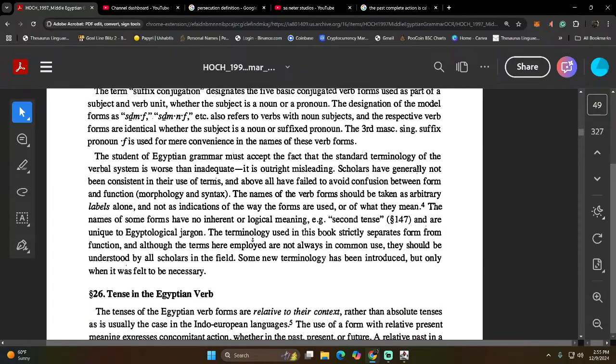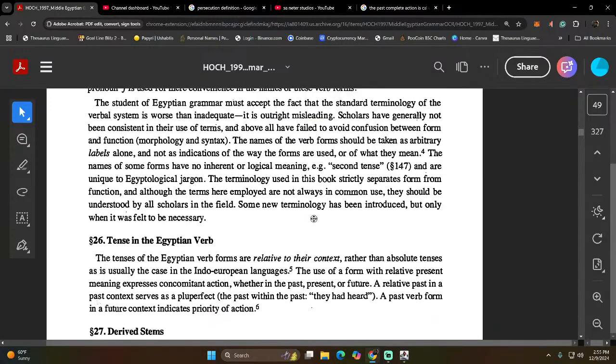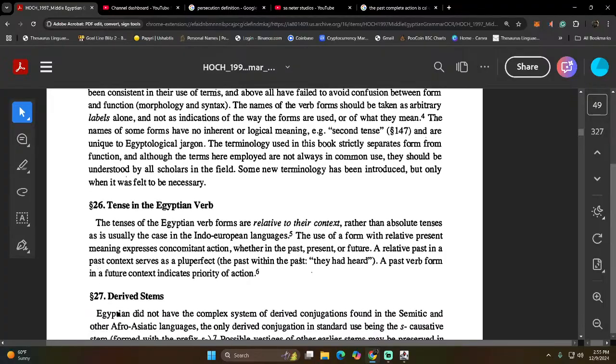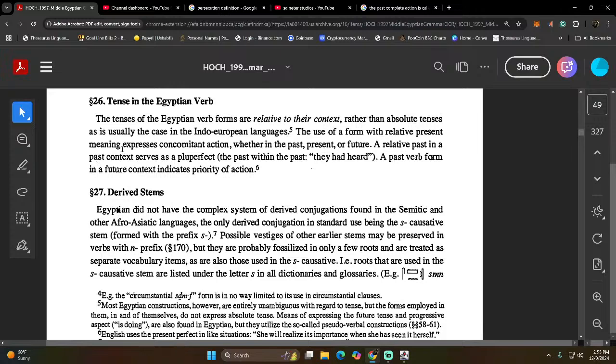But here he's telling you there is something called a second tense that is particular to ancient Egyptian. But he's going to tell you right here what we know about the tense of an ancient Egyptian verb. Look, the tense of the Egyptian verb forms are relative to their context rather than absolute tenses, as in the case of Indo-European languages. So they don't really got no absolute tenses like that. You got aspects that get brought out in the verb that let you know the tense.